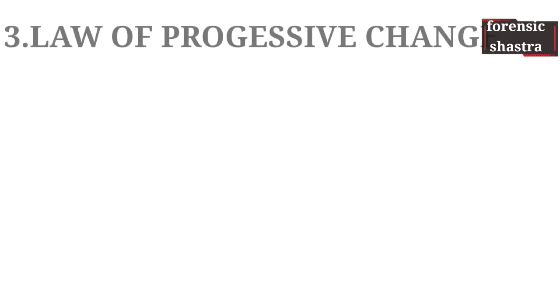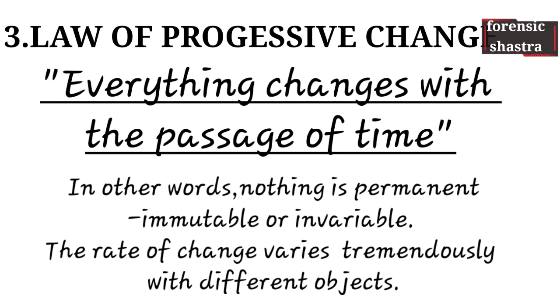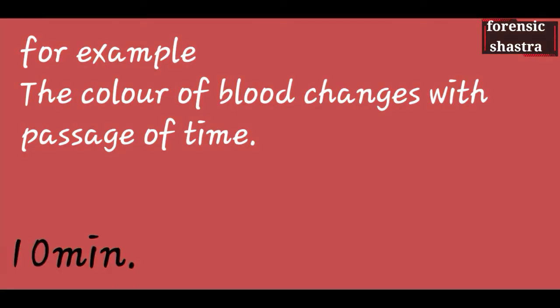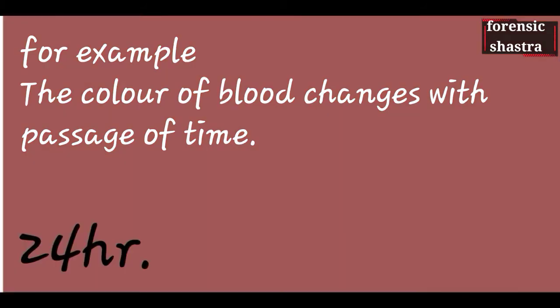Number 3. Law of progressive change. It states that everything changes with the passage of time. In other words, nothing is permanent, immutable, or invariable. However, the rate of change may differ tremendously between different objects. Here we will take the example of blood stain found as an evidence on any surface. If a fresh blood stain on a surface is examined with the passage of time, the observer will see different hues of red, which will indicate whether the blood stain is a fresh one or an old one.